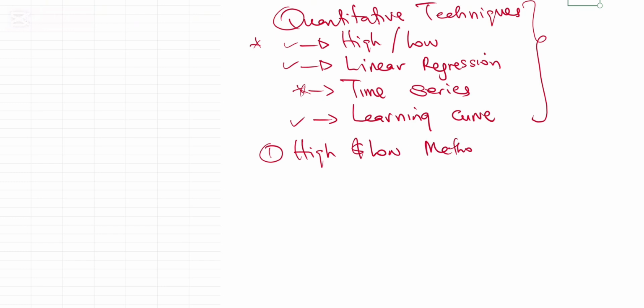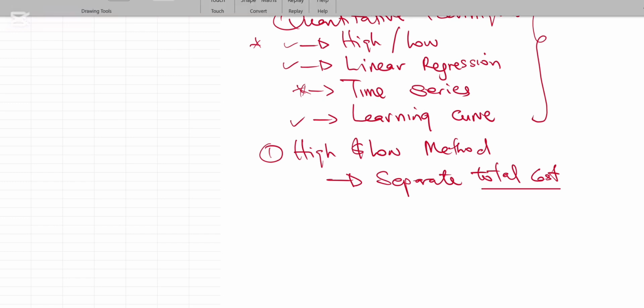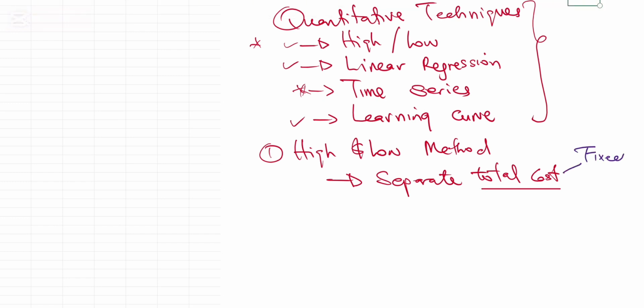Right? And here, what is this used for? That's the first thing you need to understand. The purpose of this one is to separate total cost into variable costs and fixed costs. So this is used to separate total cost into fixed costs, the portion that is fixed, and the portion that is variable. That is what this method is used for.